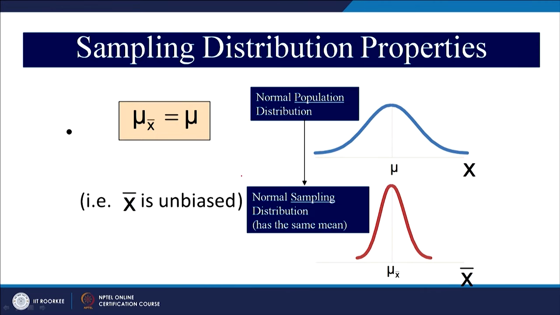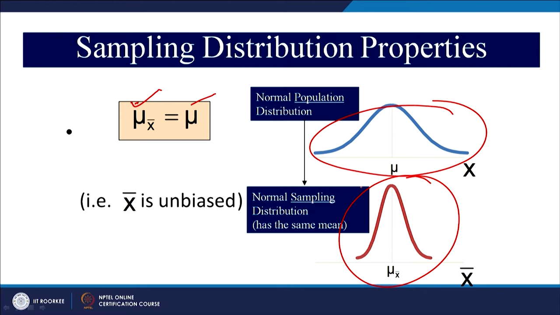So let us look at this slide. What is the relationship between these two? This is the normal population distribution and its mean is this, which is equal to the mean of the sampling distribution, this normal sampling distribution, and both have got the same mean, isn't it? This is what we have written here. So the mean is the same in both cases. So what we want, this mean is an unbiased estimator of the population mean, isn't it? So you can use the sample mean to know the population mean, or the sample proportion to know the population proportion.